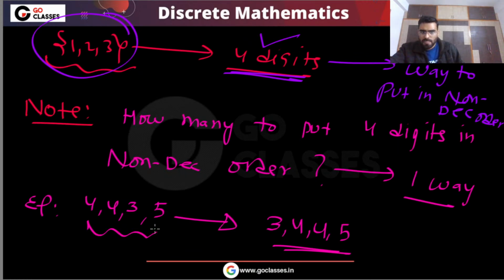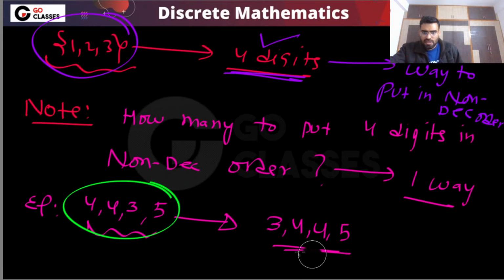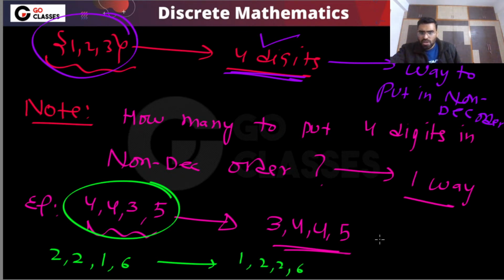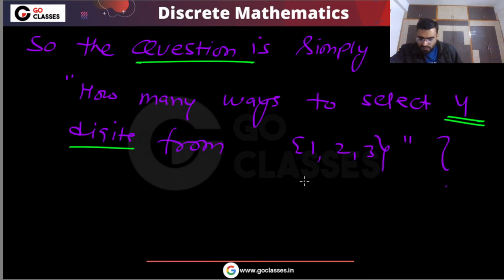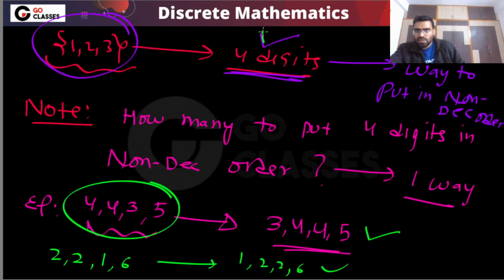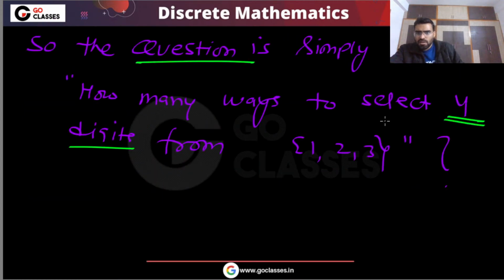the non-decreasing order. If I give you these four digits, then how many ways are there to put it in the non-decreasing order? You will get a unique non-decreasing order. So the final question is simply, how many ways are there to select four digits? Because once you select four digits, then only one way is there to put them in non-decreasing order. So basically you have to find multi-set.